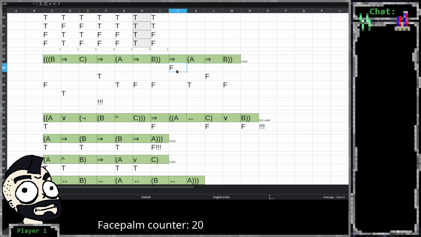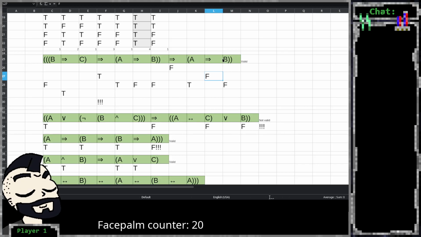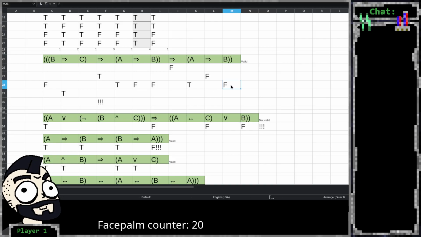If I want to make this false, because it's a conditional, I need to make the first part true and the second part false. In order to make the second part false, I will need to make A true and B false. So I have assigned values here. That's why they are all in the third row. So in order to make this formula false, I need to make the consequent false. In order to make the consequent false, I need to make A true and B false. It is recursive analysis. Recursion is the name of the game here.